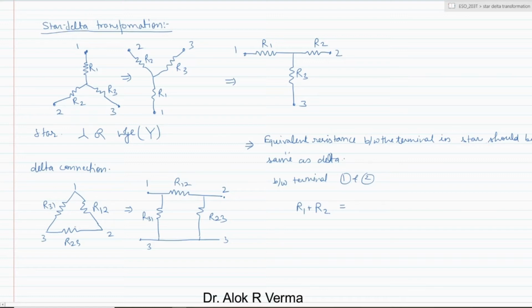So this will be R12 in parallel with the series combination R23 plus R31. If we solve this, it will be R12 R23 plus R12 R31, divided by R12 plus R23 plus R31. This is R1 plus R2. So this is equation number 1, for example.